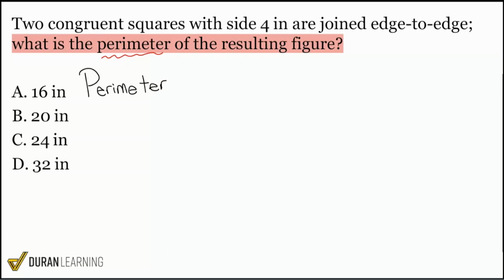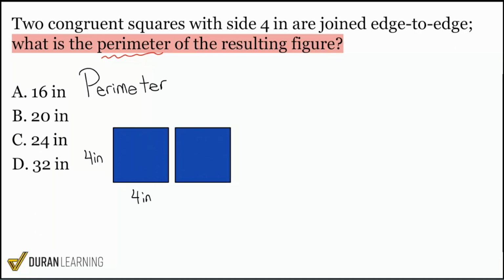So with that said, let's take this into account. We have the same premise, the same story, the same situation. Two congruent squares with side lengths of 4 inches are joined edge to edge. So let's imagine that. We have right over here 4 inches by 4 inches, and we are connecting this with a duplicate. Again, a congruent square, and we're going to connect it right there. So we have 4 inches there and 4 inches here.